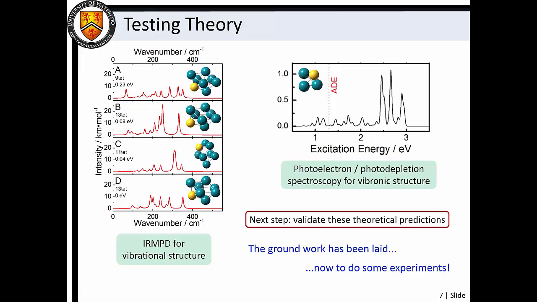It is important to validate theoretical predictions with experiment. Our predictions could be tested by measuring cluster magnetic moments, dissociation energies, ionization or detachment energies, or electronic and vibrational spectra. The groundwork for all of these has been laid. Now it's time for us to do some experimenting.